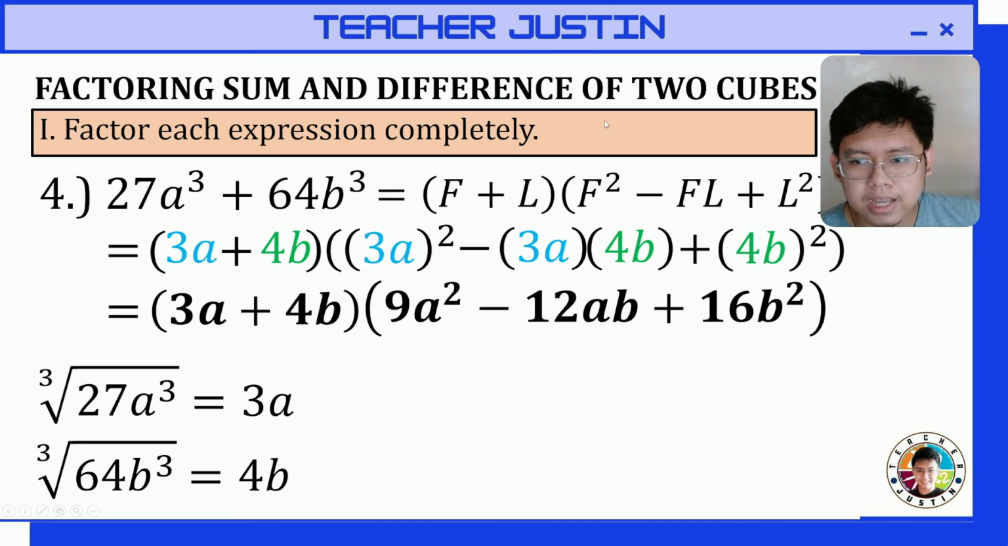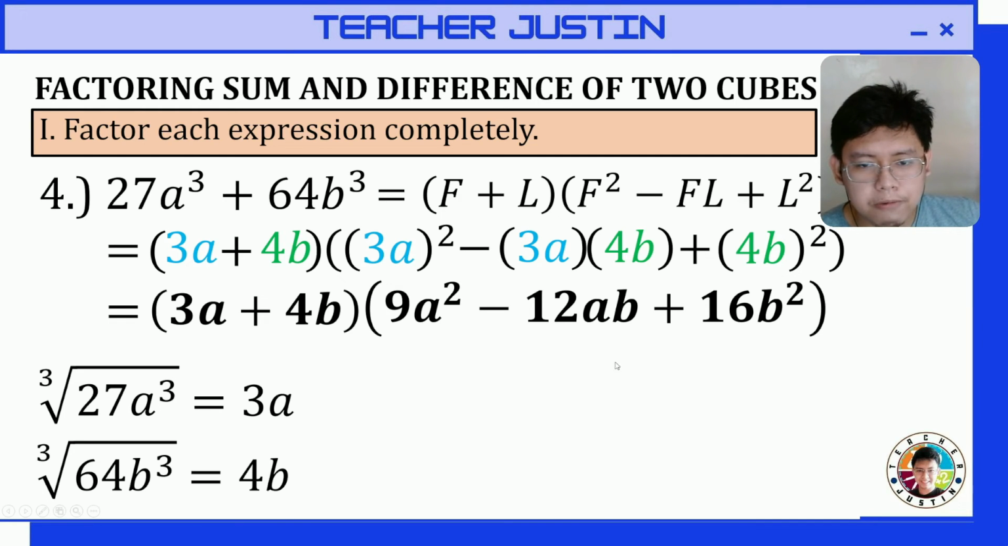So, take note, apply natin yung power of a product rule. So, i-distribute natin si exponent na 2 sa 3. That will be 3. 3 squared is 9. And a squared will be a squared. Then, ganun din kay 4b. Distribute natin si 2 kay 4. So, 4 squared is 16. B squared is b squared. Okay? Dun sa middle term naman, multiply lang natin. 3 times 4, 12. And a times b is ab. And that is it. That will be our factor.